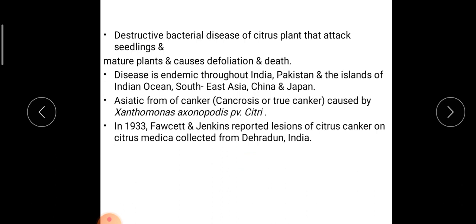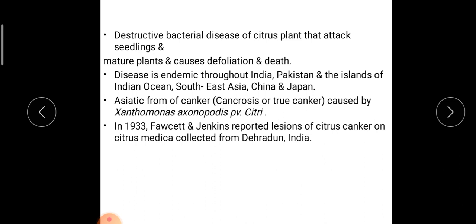Now towards the introduction of the disease, it is a bacterial disease of citrus plant which attacks the seedling as well as the mature plant, and it will cause the defoliation and death. Defoliation means loss of leaves. The disease is endemic throughout India, Pakistan and islands of the Indian Ocean, South Asia, China and Japan.